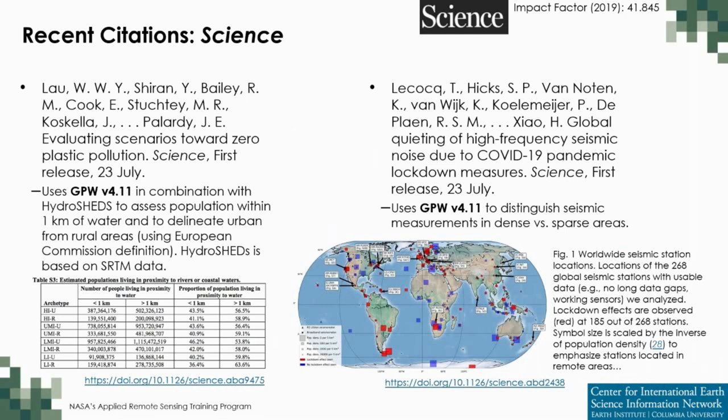So to give a few examples of the variety, I've pulled some from some higher profile journals. These have both appeared in 2020 in Science. Our GPW version 4 is often used to help characterize, of course, proximity of population to different things, in this case, water bodies, rivers, and coastlines. An interesting one last year, given the pandemic, was that it was used to help distinguish location of seismometers, which were being used to detect the change in human activity reflected in lower seismic noise during the pandemic because of the reduced movement of people.